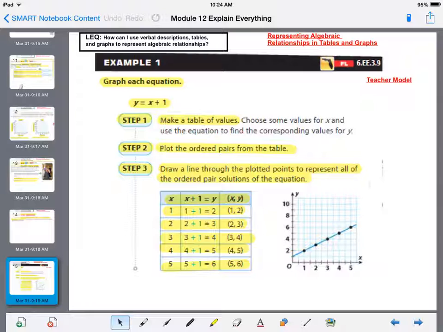So what you do is you plug in your x values. So 1 plus 1 equals 2, which means that your x is 1 and your y is 2. Next, if your x is 2, you plug that in. 2 plus 1 equals 3, so your x is 2 and your y is 3. Your x is 3, so you plug that in. 3 plus 1 equals 4, and so your ordered pair would be 3, 4. And once you have your x and y ordered pair, that is what you graph. So for example, 1, 2 would be right here, 2, 3 would be right here, 3, 4 would be here, and so forth.